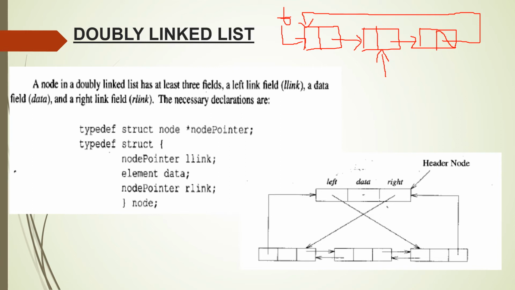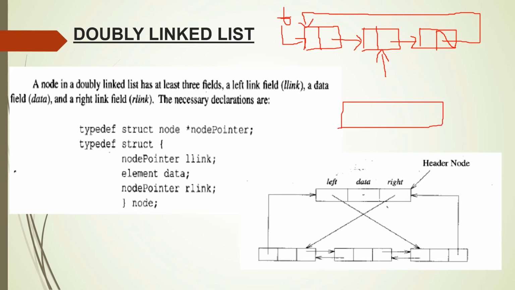This is because we have only one link field in it. That disadvantage can be overcome by using the concept of the doubly linked list. As the name itself indicates, in a doubly linked list there will be two link fields. This is the representation of the doubly linked list. It will be like this.